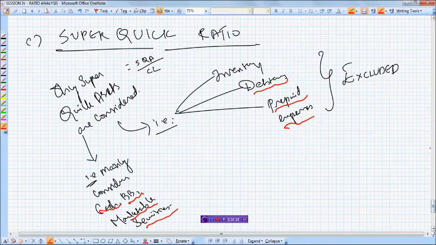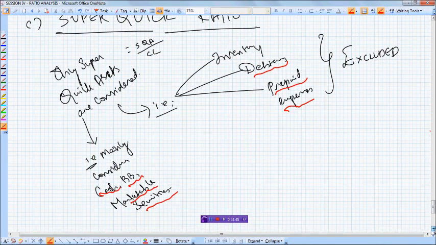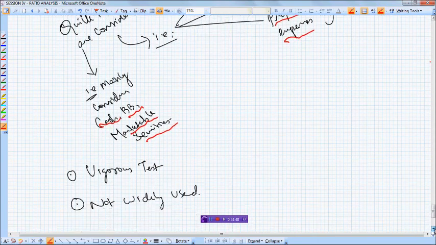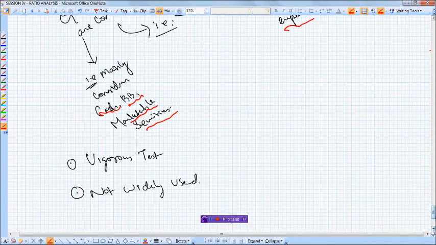We will see whether these assets, cash, bank balance, and marketable securities, are available to meet current liability. Actually, this is a very conservative ratio, and it is a vigorous test of liquidity. It is not widely used, but if a company gets a ratio of 1 at this level also, then the company has very good liquidity.